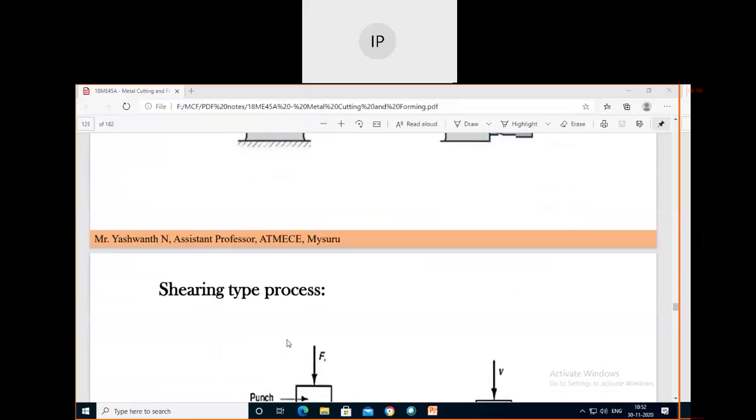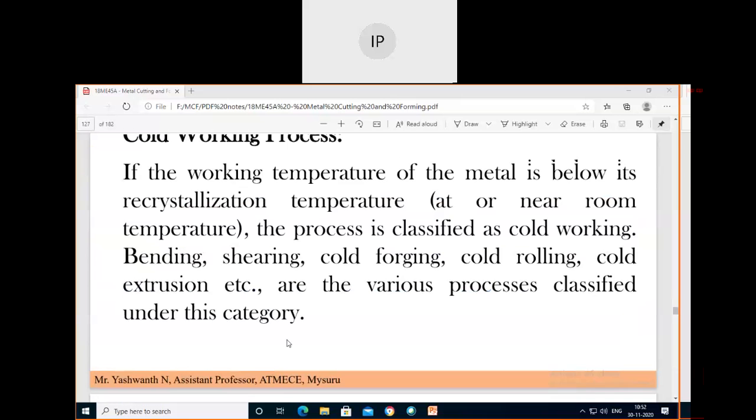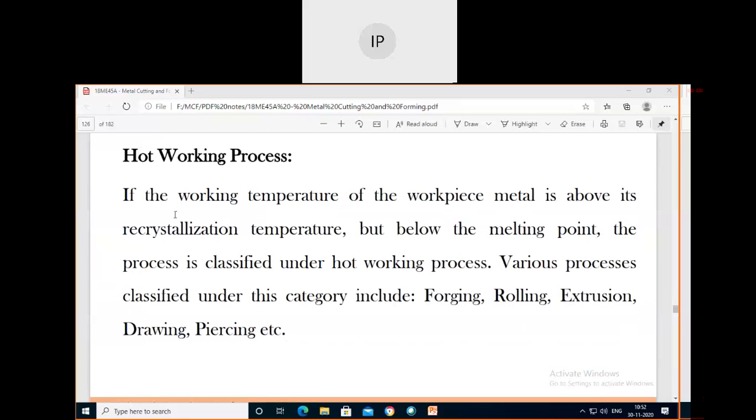If you see the standard definition of hot working process, if the working temperature of the workpiece material is above its recrystallization temperature, meaning there will be changes in the granular structure of the material, but below the melting point, that we call the hot working condition.